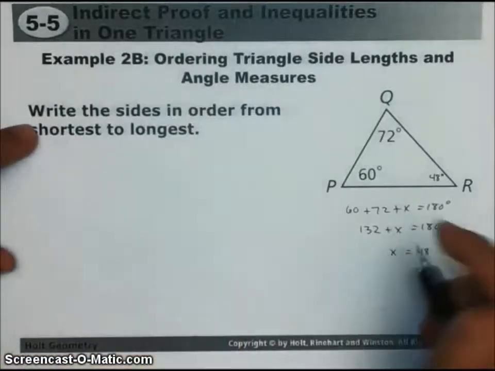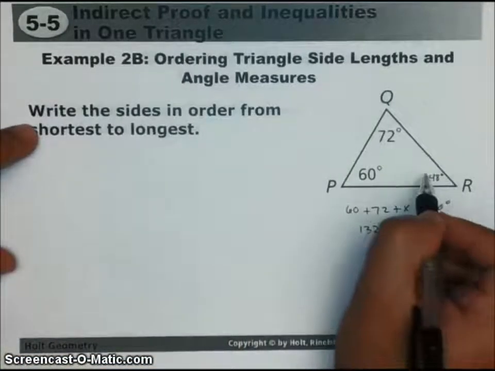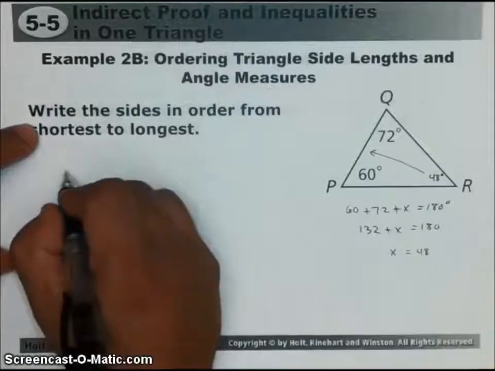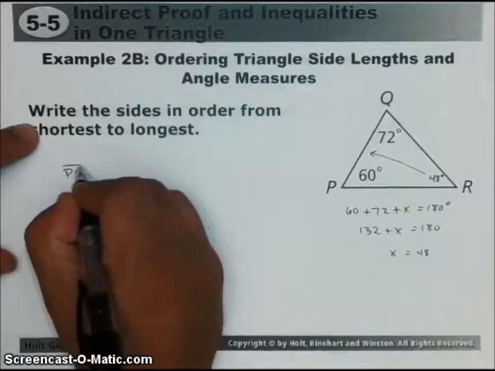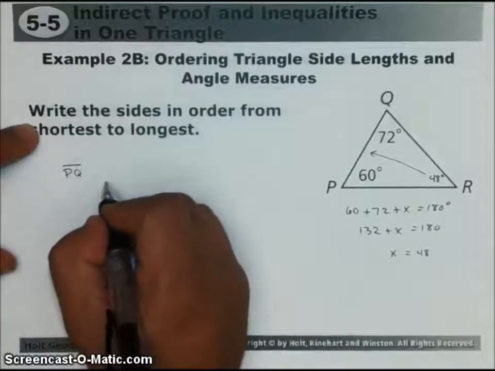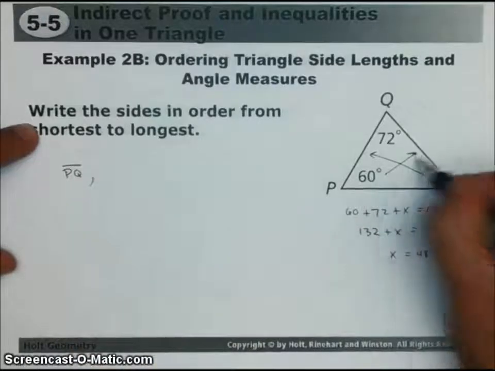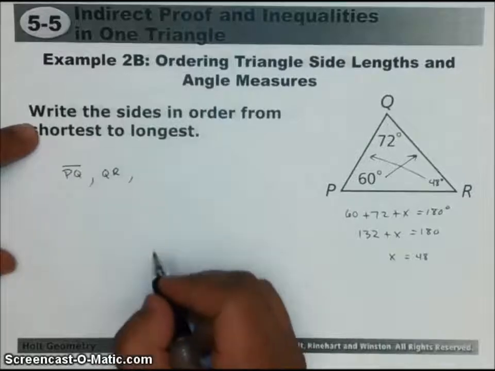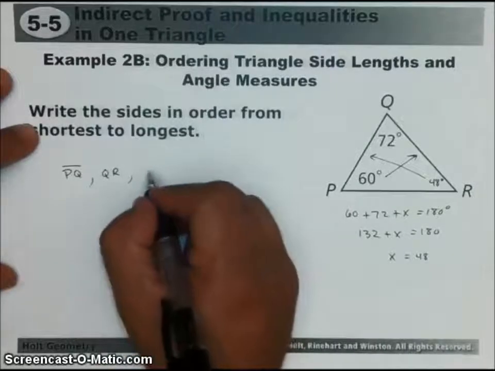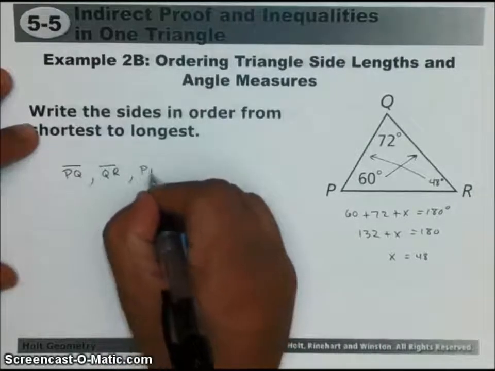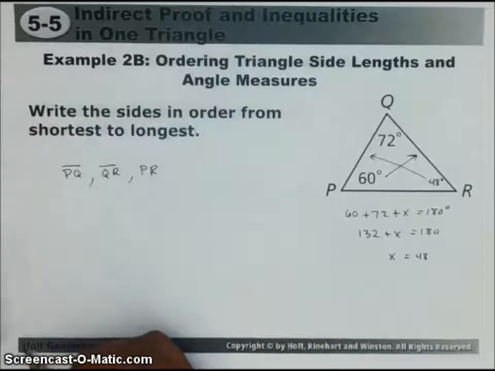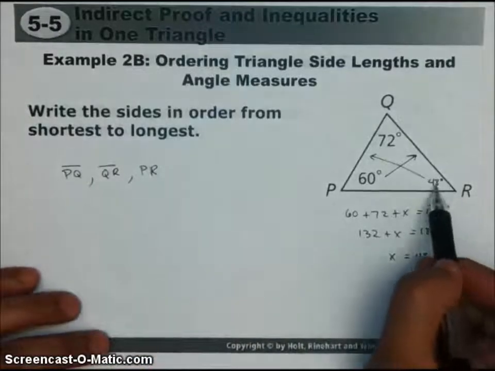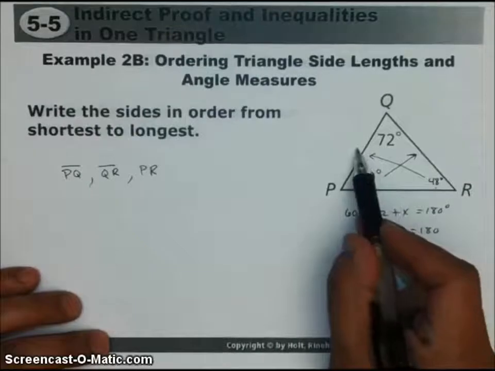All right, so that's my smallest angle. So segment PQ, that's going to be the smallest. Then after that, we go across the 60, that gives us QR. And then the biggest segment is going to be PR. So again, the smallest angle is across the smallest side.